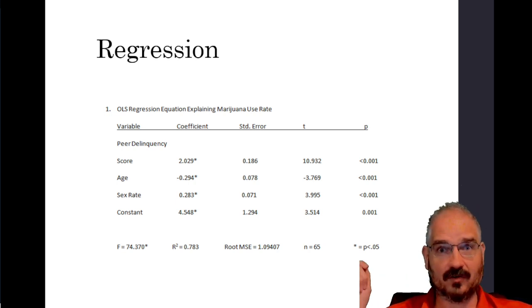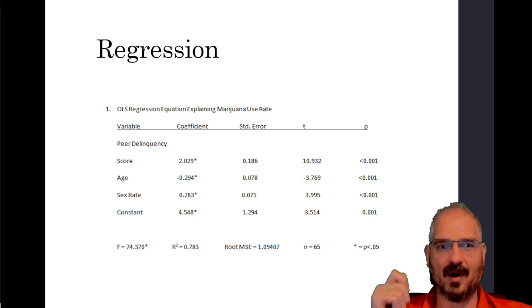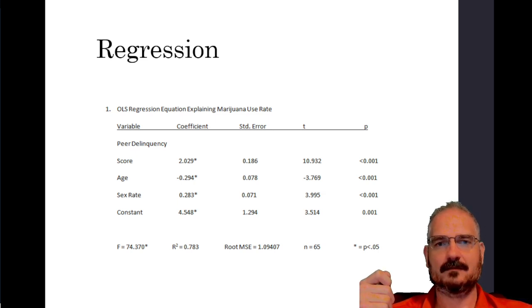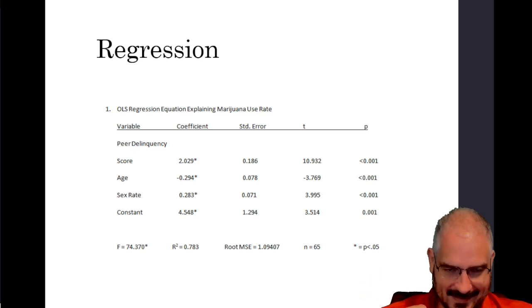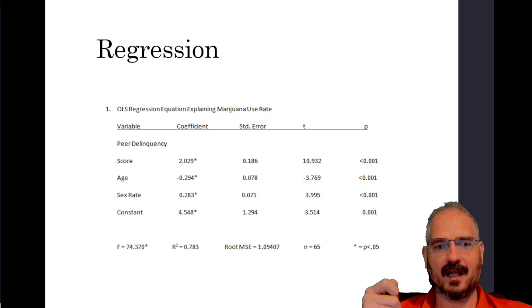So assuming we did our sampling right, assuming we only have to worry about random error, the probability that we would see this relationship, if it was just by pure random chance we grabbed this sample and they showed these numbers, is less than 0.1%. So that's small enough that we are confident that we can say that there is a statistically significant relationship between peer delinquency and marijuana use.